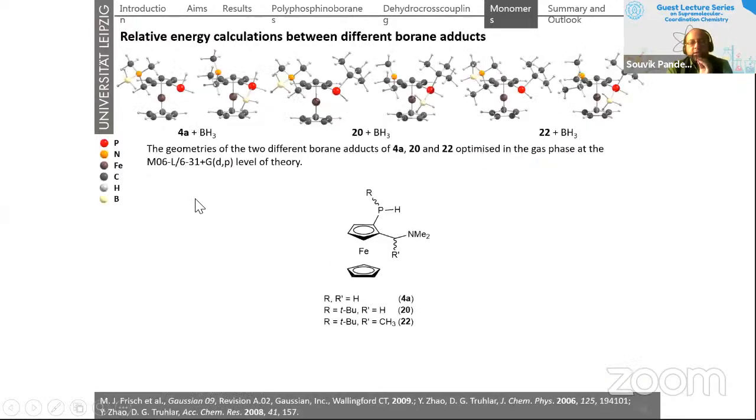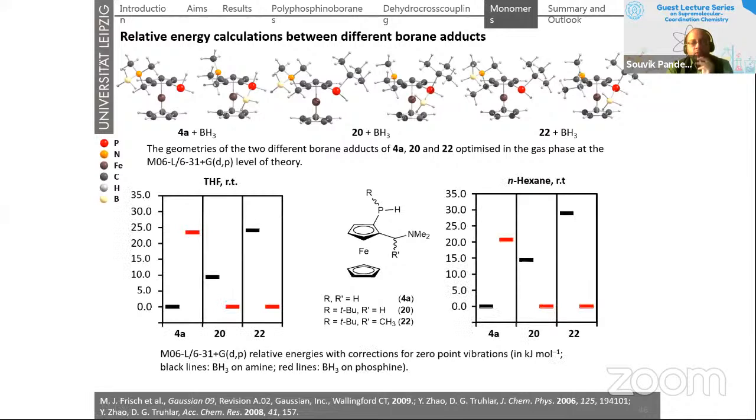So this was a very interesting factor we have done with theoretical studies: in hexane or THF, this phosphorus-boron adduct for this compound, the tertiary butyl product, is very stable compared to the nitrogen-boron adduct. So we have proved that.